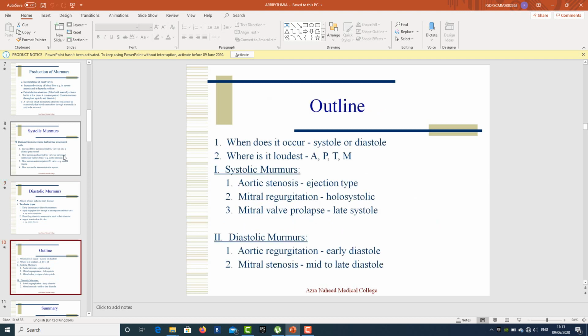Now the outline is this: when is the murmur occurring, systole or diastole, and where is it loudest. Systolic murmurs are seen in aortic stenosis, ejection type; mitral regurgitation, holosystolic type; mitral valve prolapse, late systole type. Then diastolic murmurs are seen in conditions like aortic regurgitation, in early diastole, and mitral stenosis, in mid to late diastole.